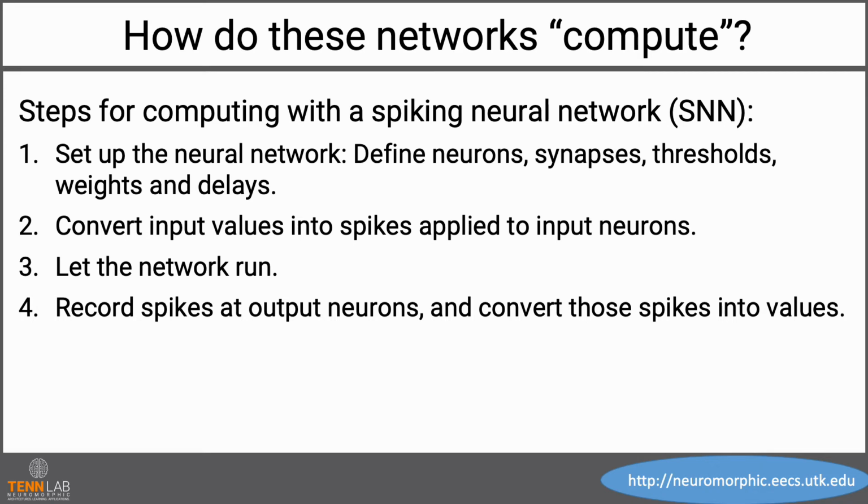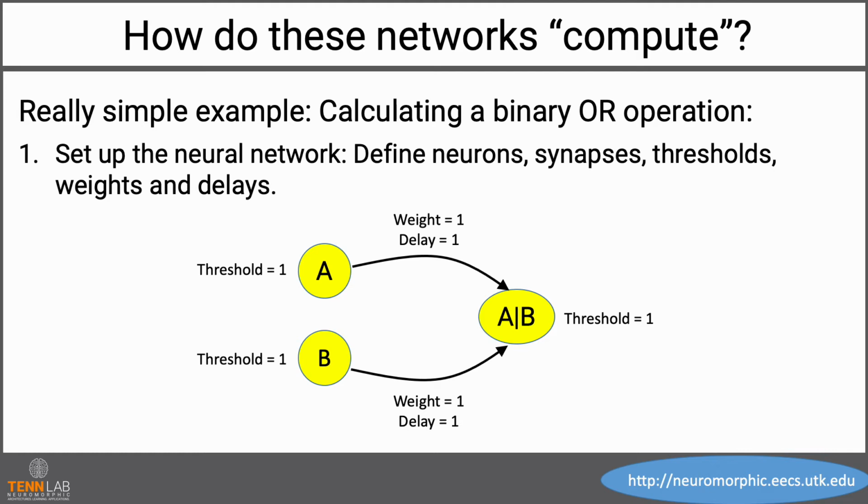Then the neural network runs temporally because it's spiking. And then at certain neurons, which are known as output neurons, we record the spiking events, and then we're going to convert those spiking events into values. And this is how the networks compute. Now I'll give you a really simple example.